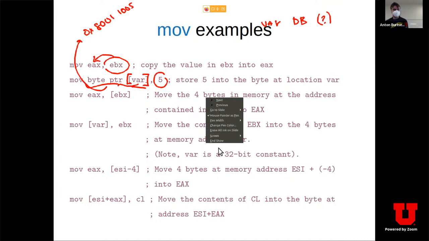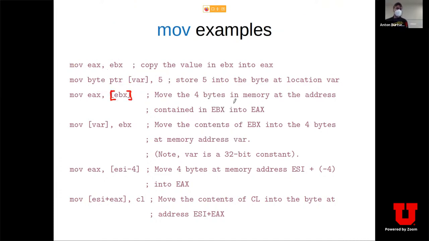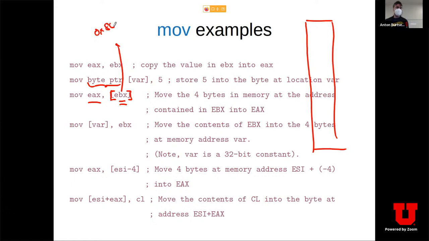Let me erase everything on this slide. So we say move 4 bytes, because we don't have a specifier here, which means that by default it will be a 32-bit value. It moves 4 bytes in memory at the address contained inside the EBX register into the EAX register. Imagine EBX contains 0x8001105, for example. That's the address. This is 0, this is the max address, and this is 0x8001005. Whatever is contained there, maybe 0x55, gets moved into the register EAX. So EAX will contain 0x55 after this operation is performed. Similar here: moving the content of the EBX register into the memory pointed to by var.